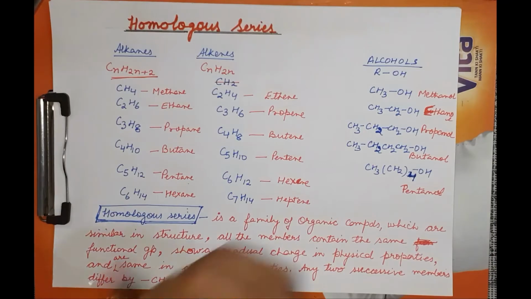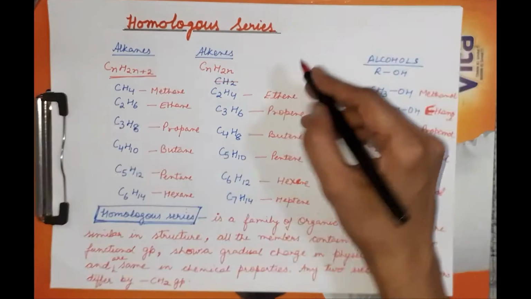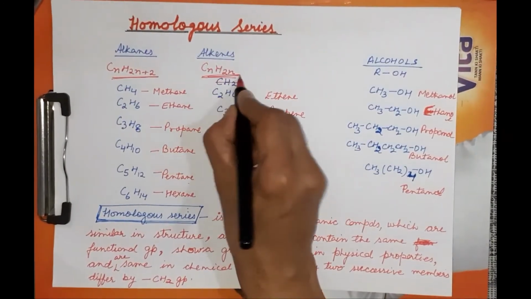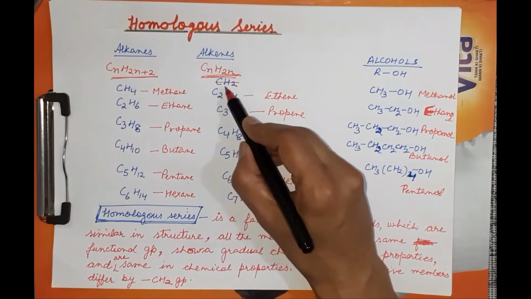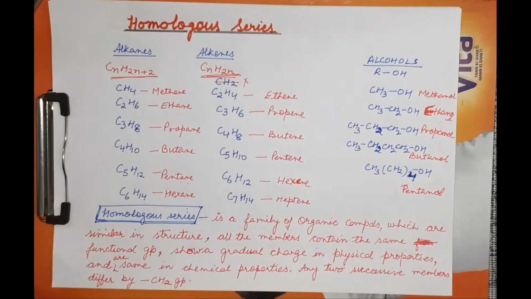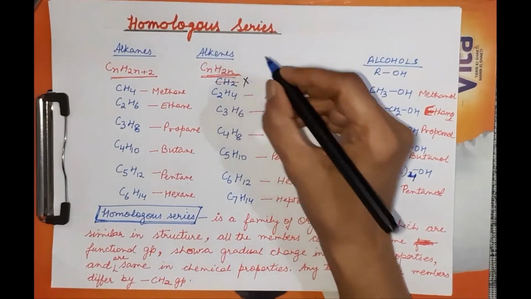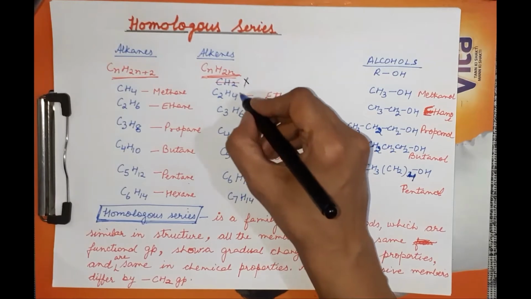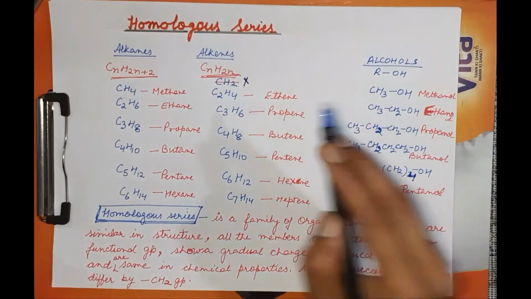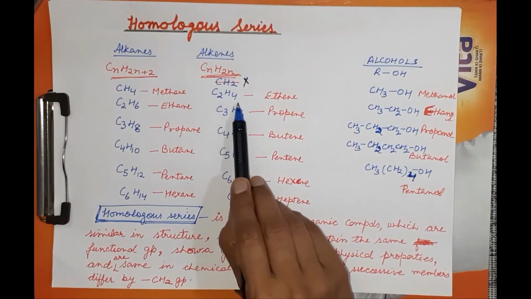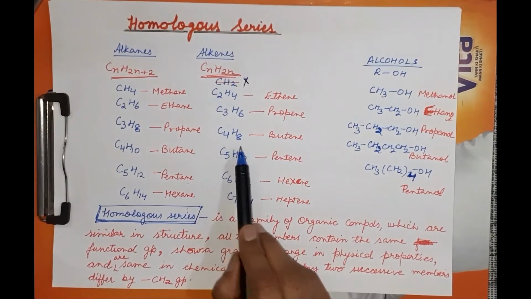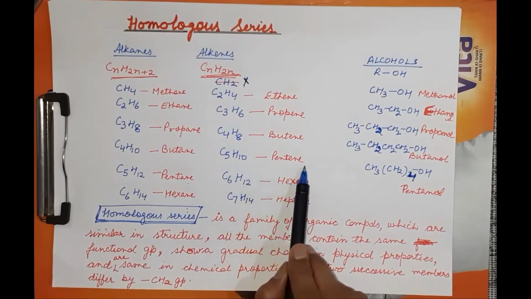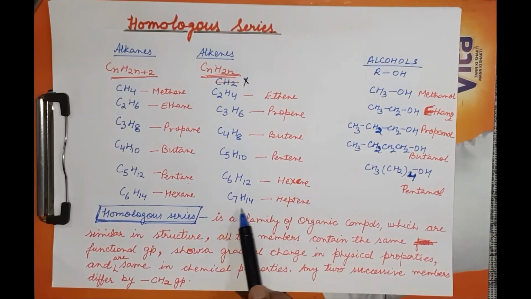In the same way, for the alkenes, the general formula is CnH2n. If we take the number of carbon atoms as 1, it will be CH2. But this is not possible because carbon is tetravalent, and in this case carbon would have only 2 valency. So this CH2 does not exist. The first member in the alkene series will be C2H4 ethene, C3H6 propene, C4H8 butene, C5H10 pentene, C6H12 hexene, C7H14 heptene, and it goes on.